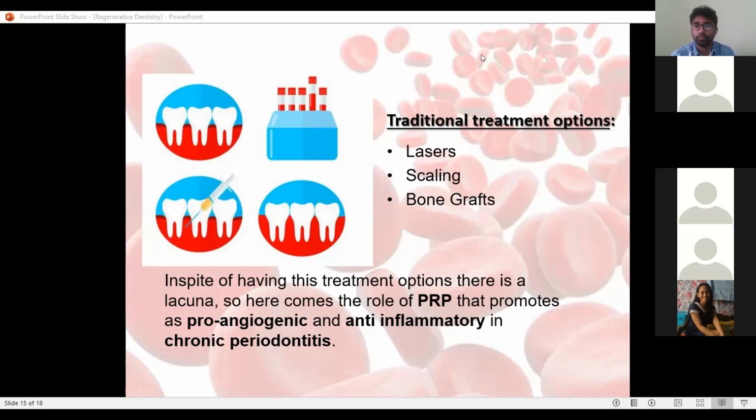When we combine the traditional treatment with the PRP, the traditional treatments like scaling clean whatever plaque accumulation or bacterial infection is there. After that, when we add the PRP, it acts as a better treatment option. Instead of going for the scaling alone, when we combine it with the PRP, that plays the better role.